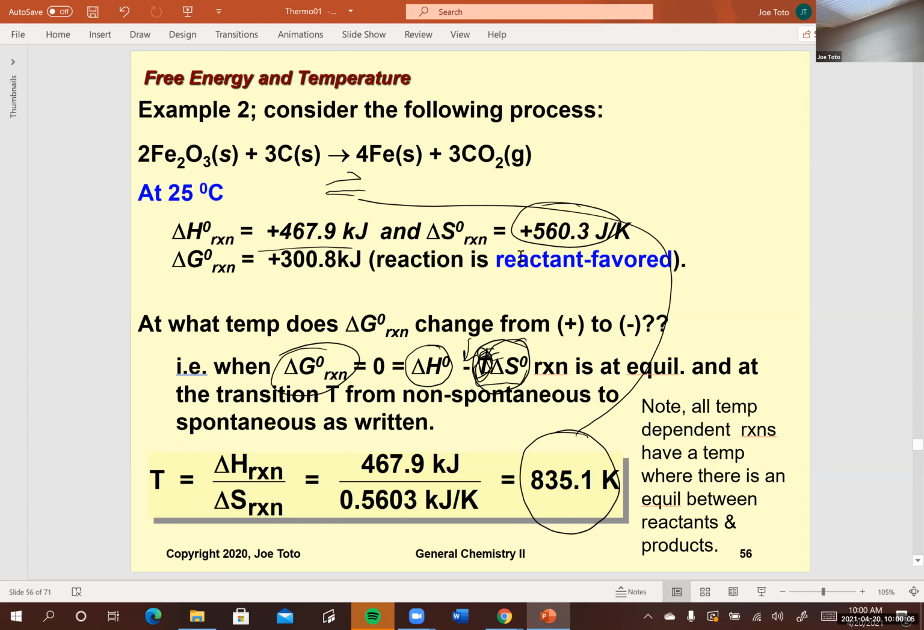Any questions on anything? So the temperature would have to be greater than 835.1. Yeah, thank you for saying that, because if a question says, at what temperature would this reaction be spontaneous? You can go through and do this calculation and come up with this temperature, but that wouldn't be the answer. The answer would be any temperature greater than that value is going to make delta G negative and therefore spontaneous. Okay.